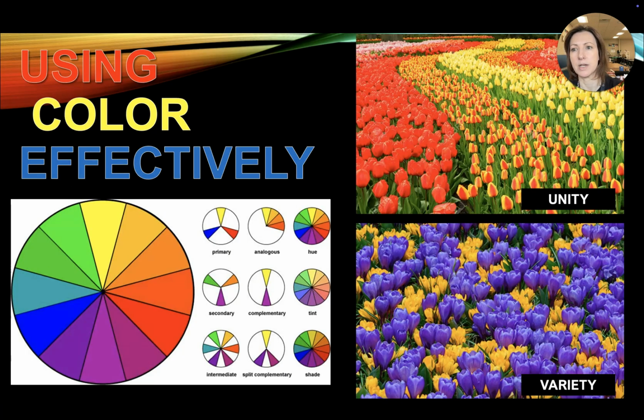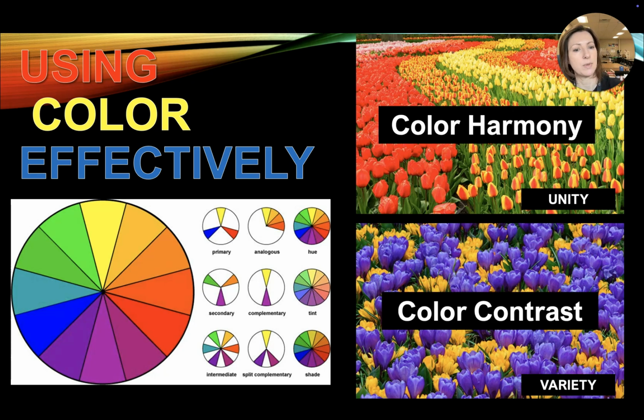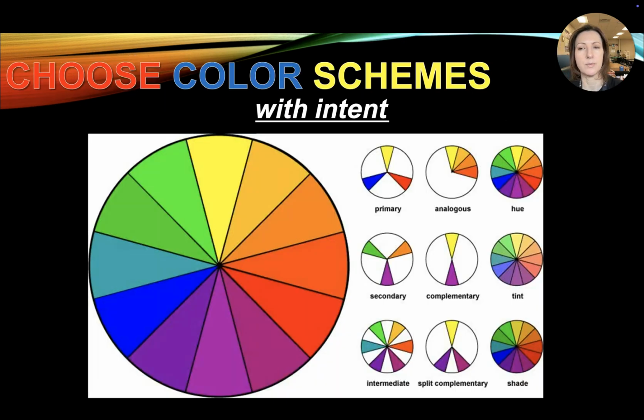So when you're creating artwork, you want to be able to use color effectively. So you want to be able to create color harmony and or color contrast when picking colors. There are a variety of color schemes that you can work with that will create the look that you're going for in your artwork. So you want to be creating color schemes with intent, not just picking random colors and throwing them together. You want to work on creating contrast and harmony. And here are some examples of different types of color schemes, and we're going to look at some of them a little bit closer.